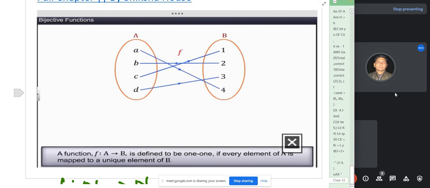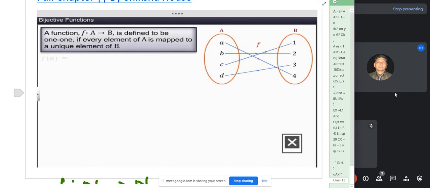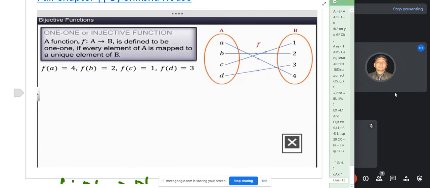You have learned that a function f from A to B is said to be 1, 1 or injective if every element of A is mapped to a unique element of B. That is, no two elements of A are mapped to the same element of B. Here function f satisfies this condition. So we can say that f is 1, 1.